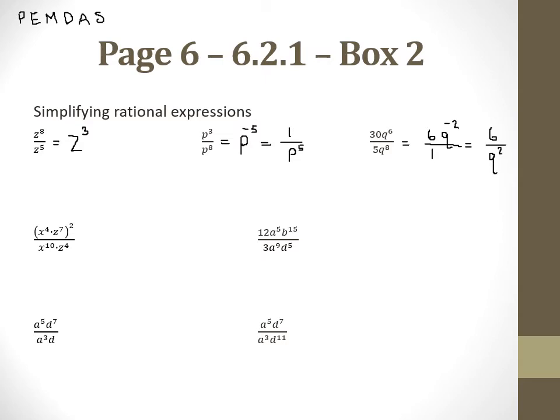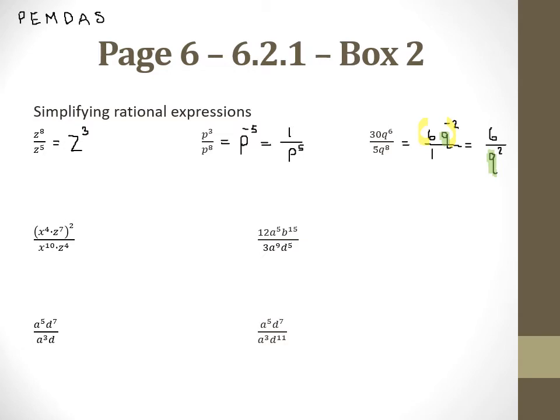So a common mistake that students will make on problems like this is they will take the whole thing, they will take the 6 and the q and move it all to the bottom of the fraction. Only the part that has the exponent on it gets to switch. So if we have q to the power of -2, only the q moves to the bottom of the fraction. So 6 divided by q squared would be the correct answer.